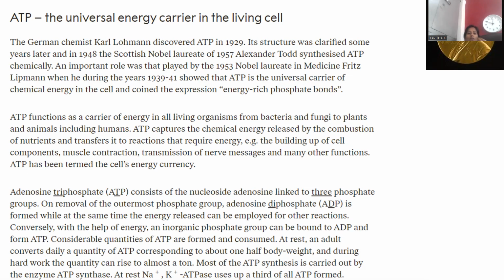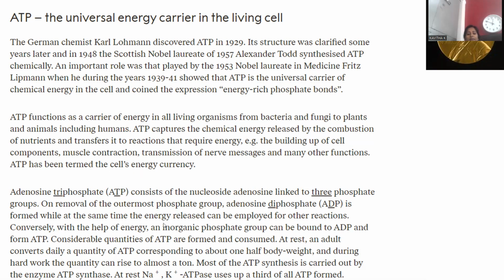In the same manner, whatever food we consume is burned inside in the presence of oxygen. Again, it is the process of combustion. The energy released can be stored in the form of these ATPs. The building up of cell components, muscle contraction, transmission of nerve messages, and many other functions are possible only by means of ATP and its activities. ATP has been termed the cell's energy currency. It is the kind of identity for energy. We can denote it as the energy currency, right?